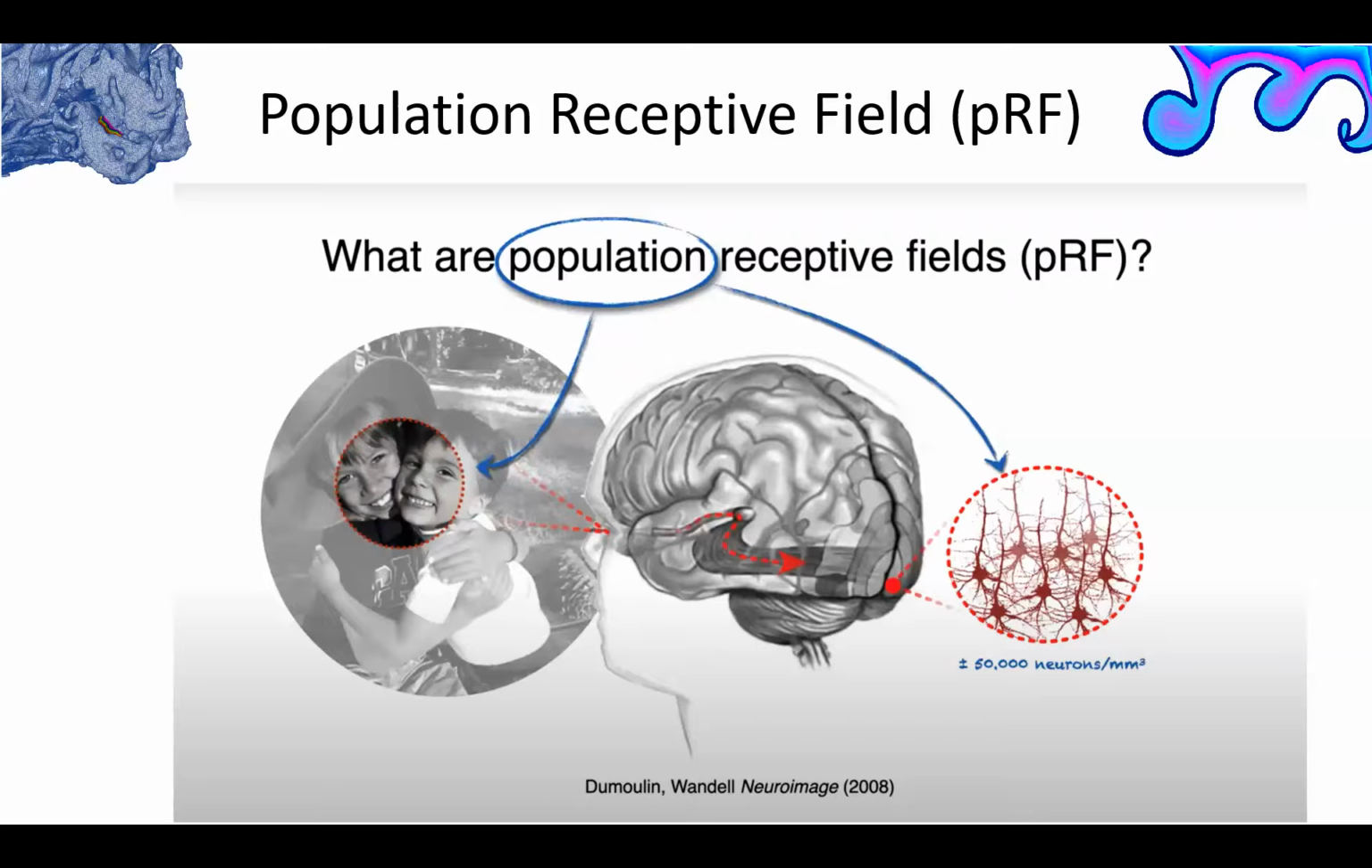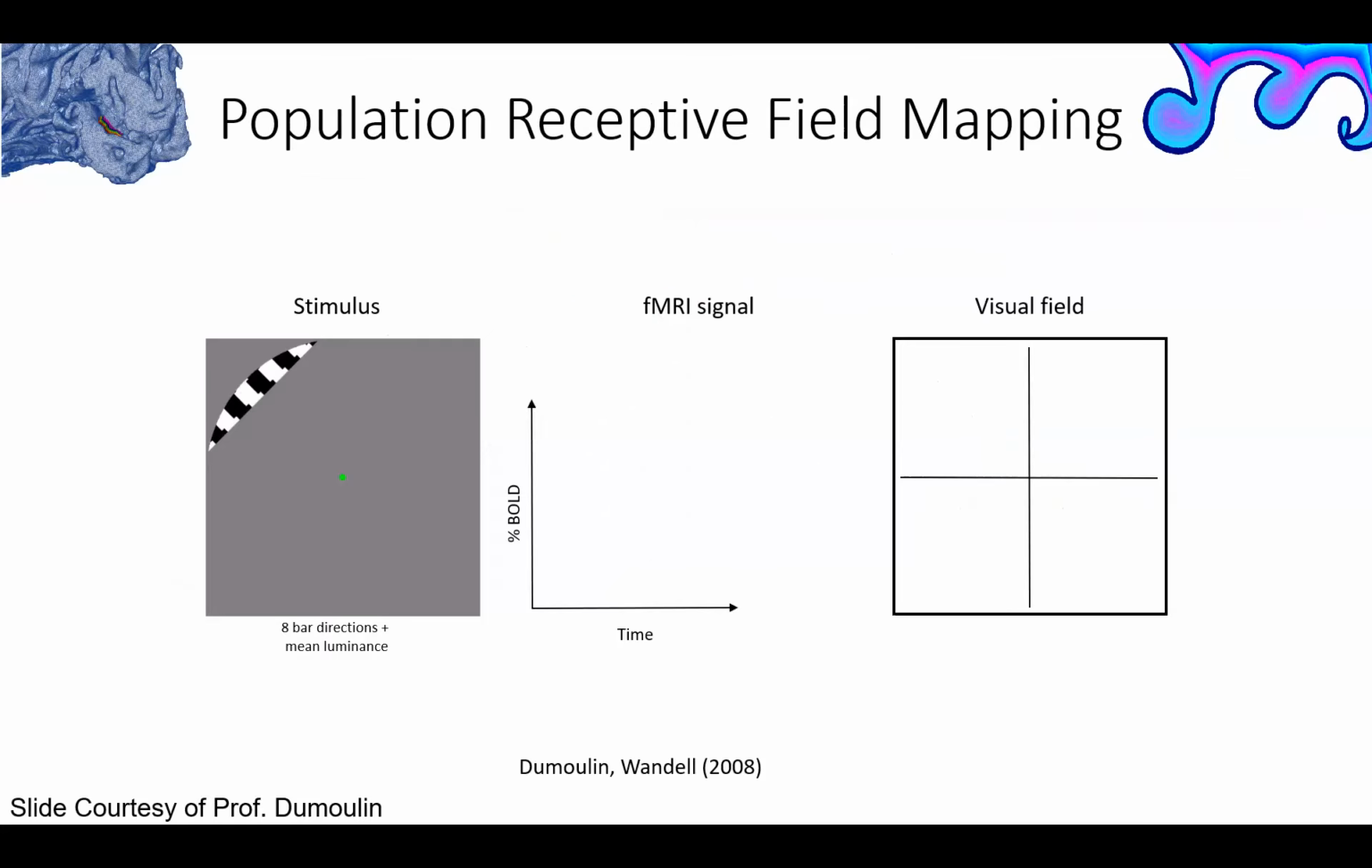When we talk about population receptive field, it is because in fMRI, within a voxel, we have thousands and thousands of neurons. So what we're studying is not the response property of a single neuron, but of a population of neurons, hence population receptive field. And the way this works is quite simple and elegant.